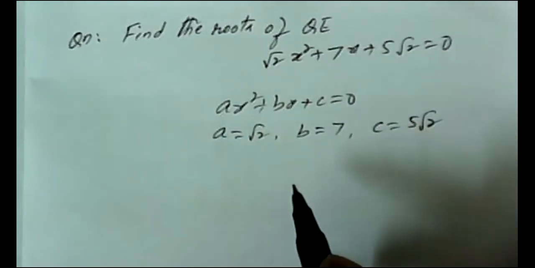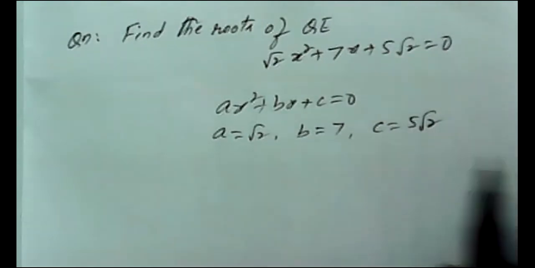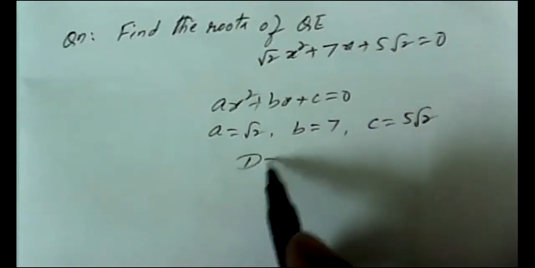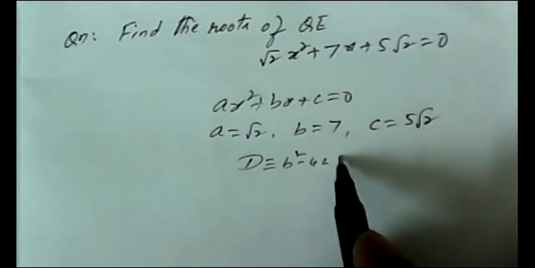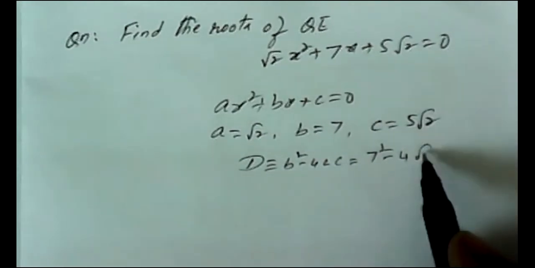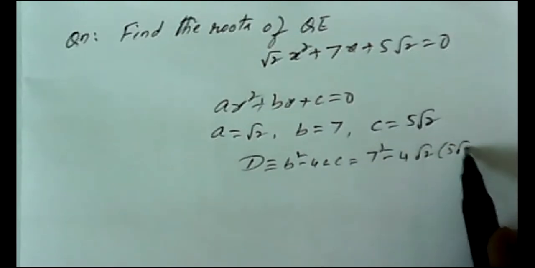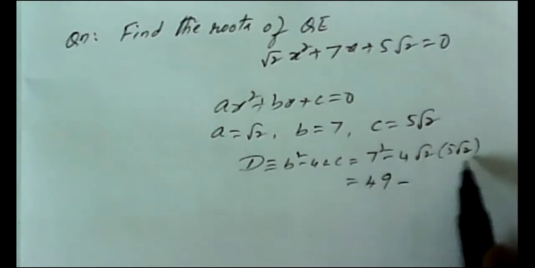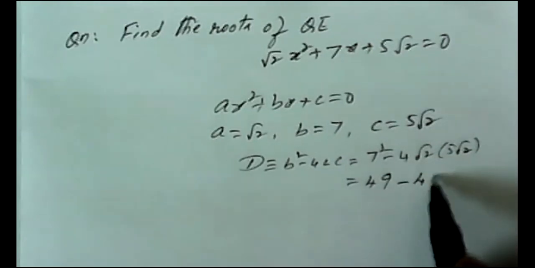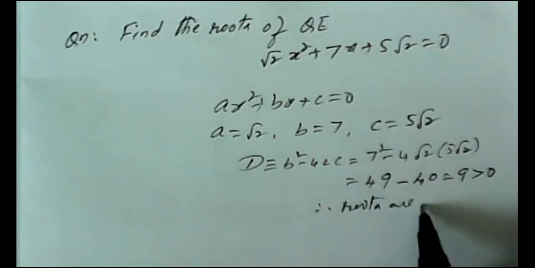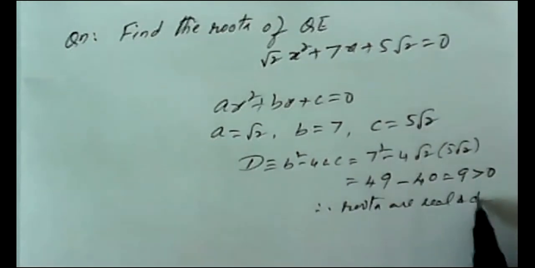Let's see the discriminant. b square minus 4ac is equal to 7 square minus 4 into root 2 into 5 root 2. So 49 minus 4 into root 2 into root 2, which is 2, so 4 into 2 into 5 is 40. That is equal to 9, which is greater than 0. Therefore, the roots are real and distinct.